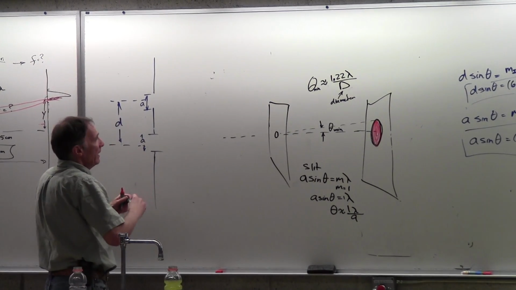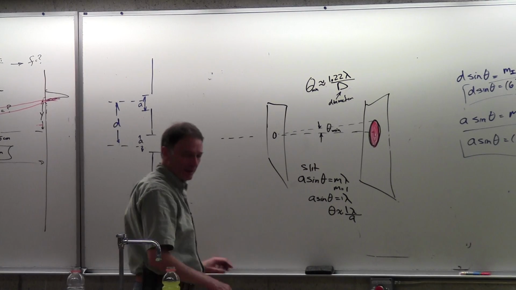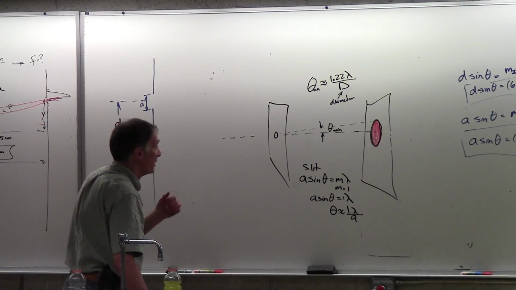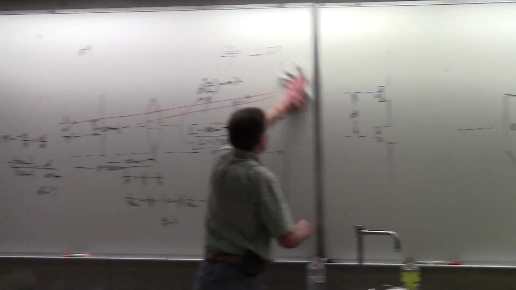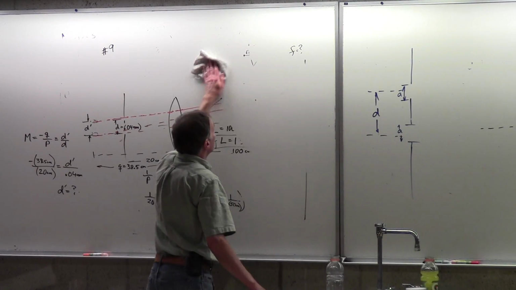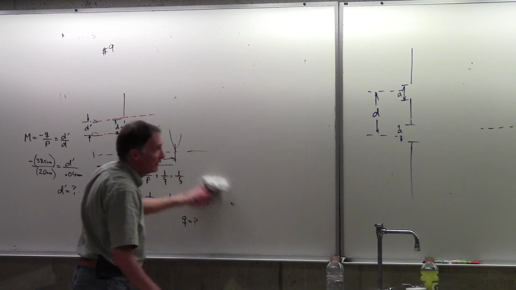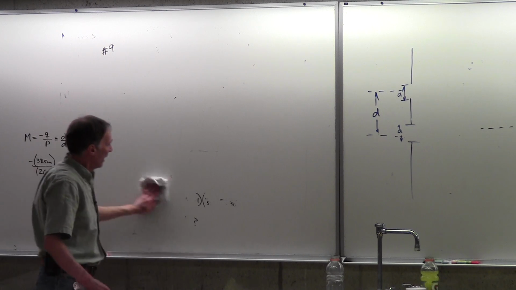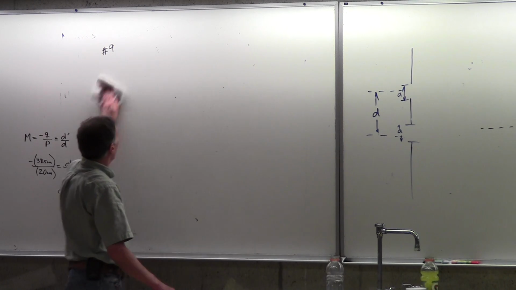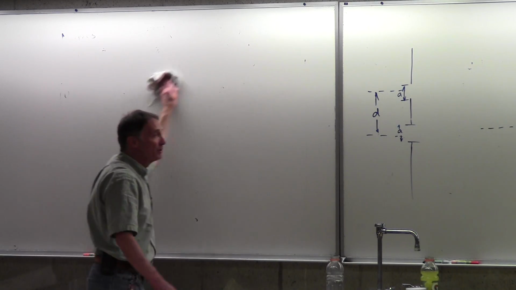Now, we'll make use of this when we deal with problems that deal with what we call resolution. Here's where we'll take this idea. Let's say we want to resolve something, that is, with a telescope or something, and how well can we resolve things?